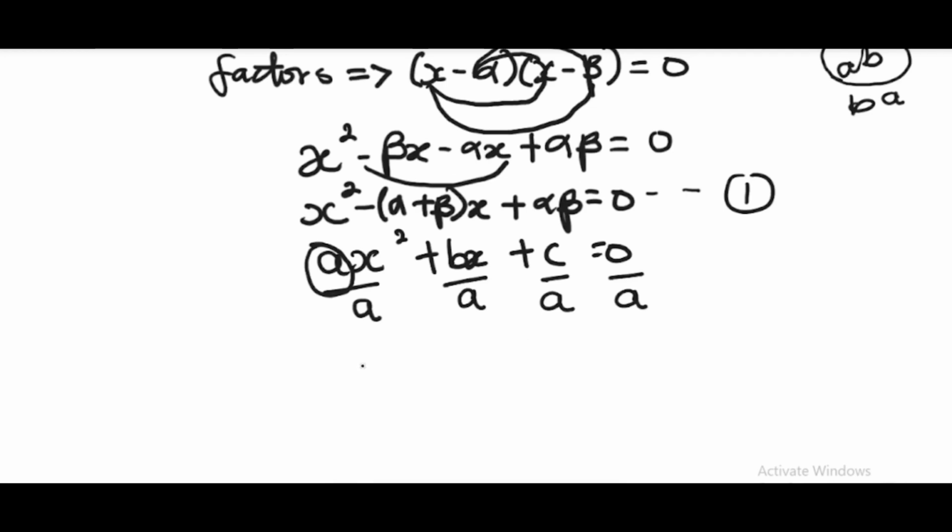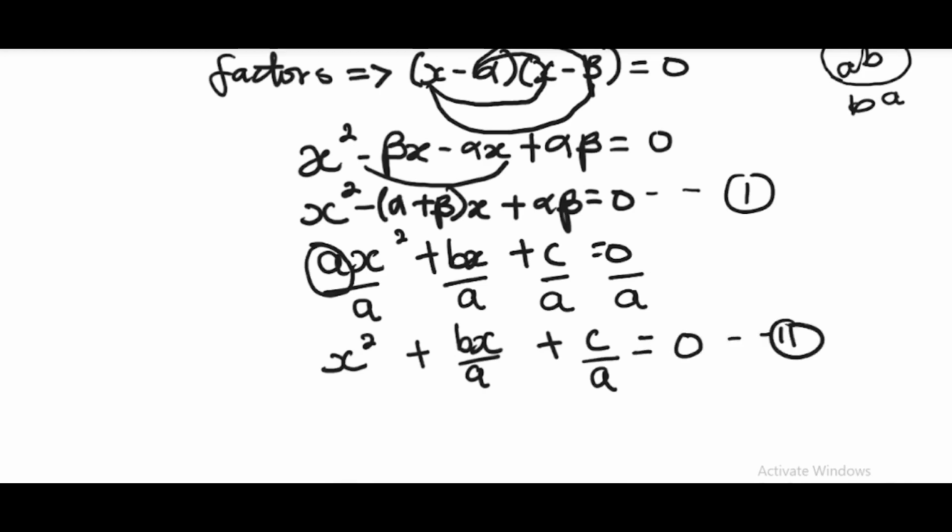All right, so that the coefficient of x squared will be what? 1. Good. So if I divide through by a, I will have x squared plus bx over a, or b over a times x is still the same, plus c over a. So 0 divided by anything will give us 0. So let's call this equation 2. Now compare 1 and 2. Compare 1 and 2. So if you compare equation 1 and 2, let's see if they are the same.